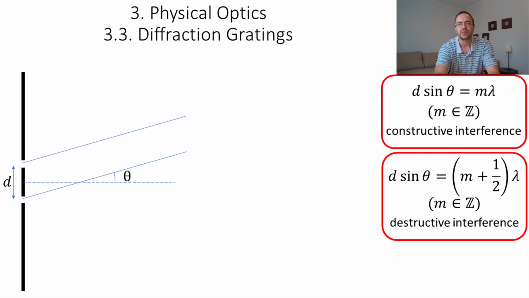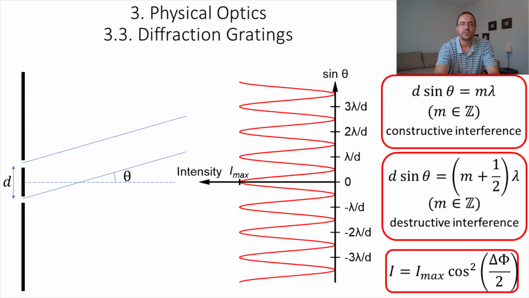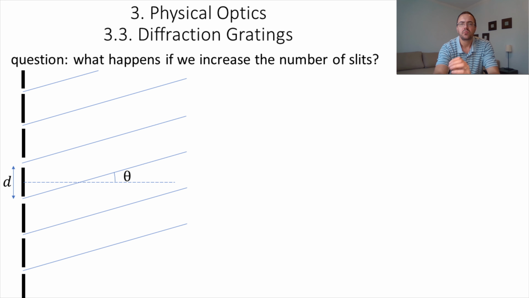And when the path difference is equal to m plus 1/2 lambda, again with m any integer number, then there is destructive interference. We also reviewed the equation for the intensity, and we saw that it is equal to I max times the cosine square of delta phi over 2, where delta phi is the phase difference between the two rays. And so in this video, we will review the question, what will happen if we increase the number of slits? So instead of 2 slits, we have 3 or 4 or even 10 slits.